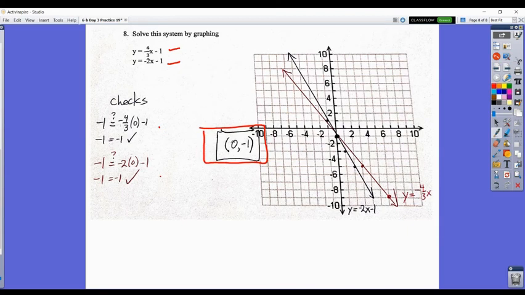That reviews everything that we've done in this unit up to this point. And we'll see where we go from here.